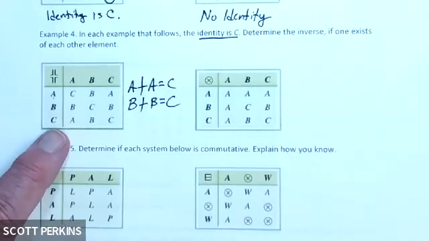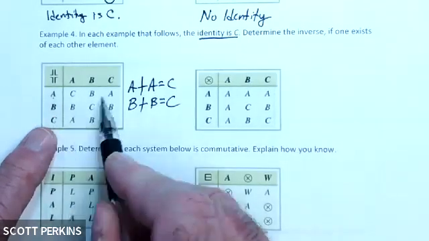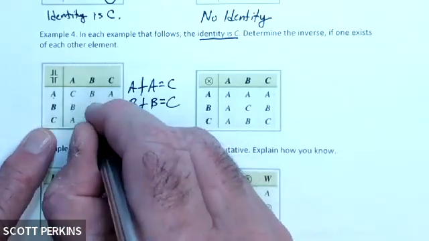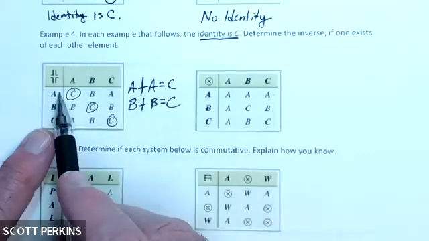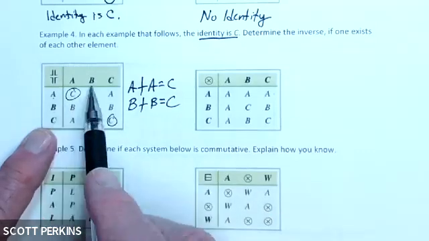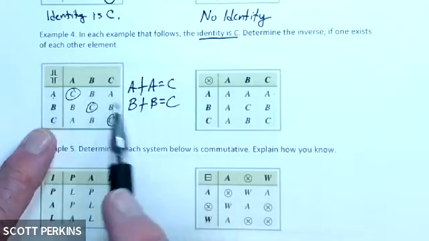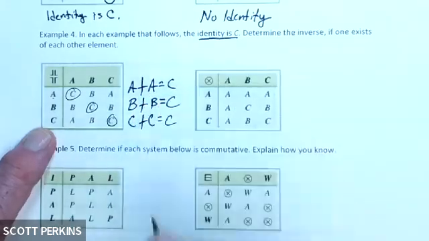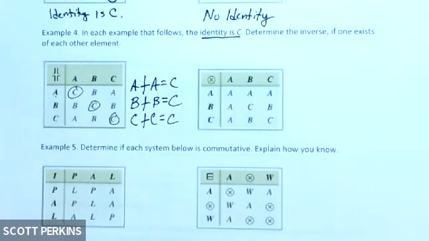And then for C, what do I combine with C in order to get C? Okay, yeah, so here are my results. A goes with A to get C, B goes with B to get C, C goes with C to get C. In that mathematical system, every element is its own inverse.